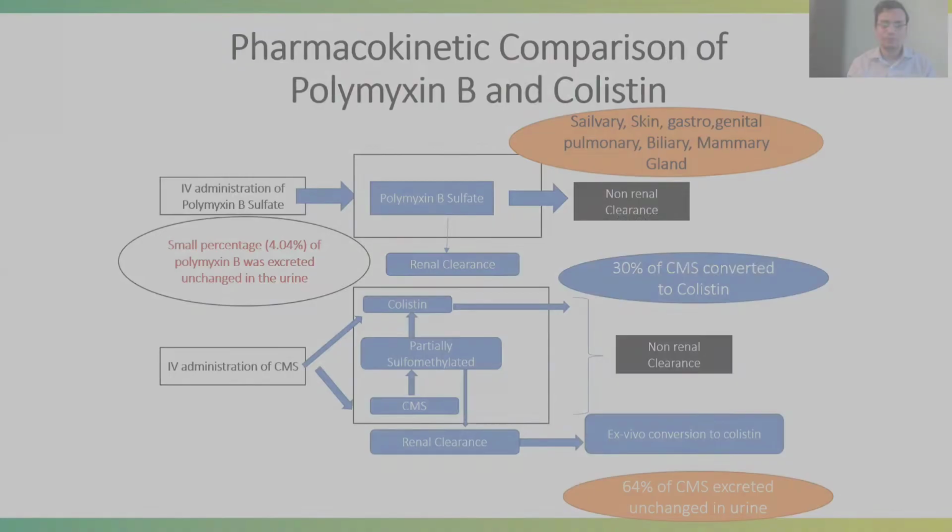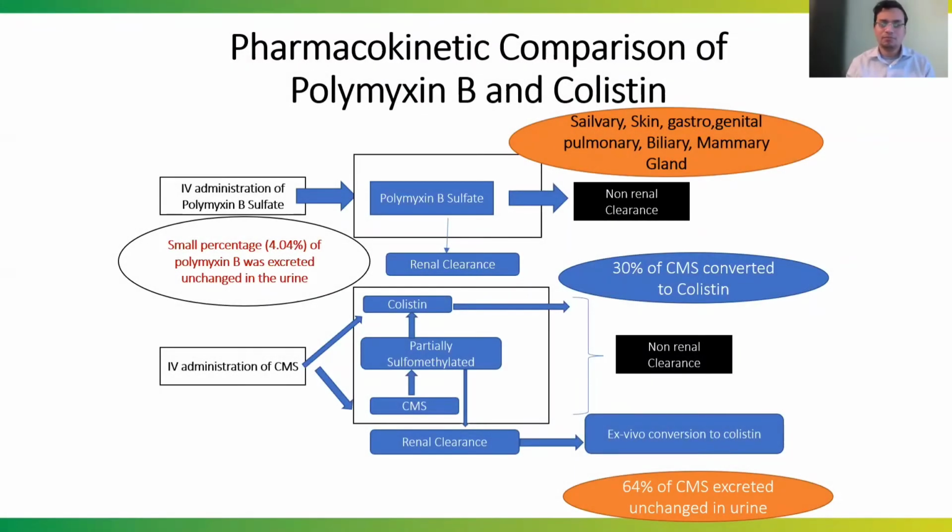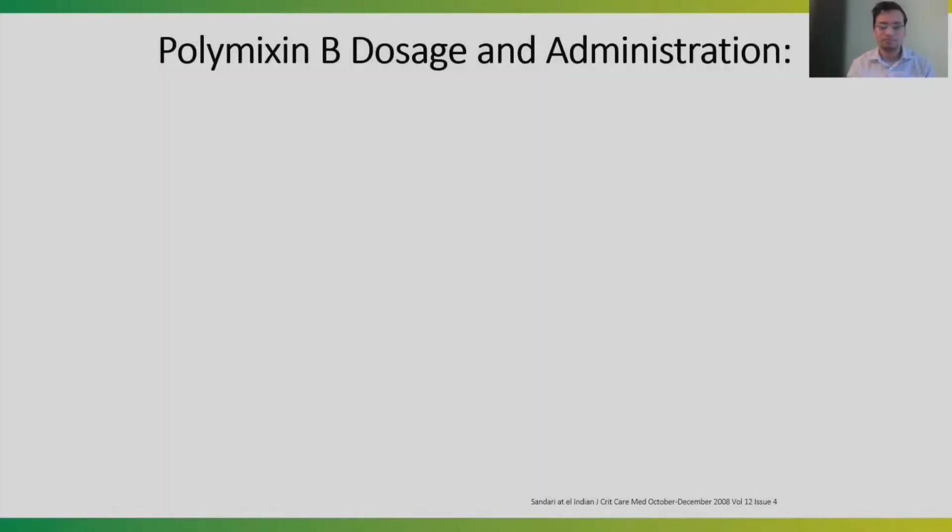Being a large non-dialyzable molecule, polymyxin B does not require dose modification in patients on renal replacement therapy. If you compare with colistin, polymyxin B is renally safe, whereas colistin is administered as a prodrug and most of it gets cleared via the kidneys. So colistin requires a significant dose adjustment in renal impairment.